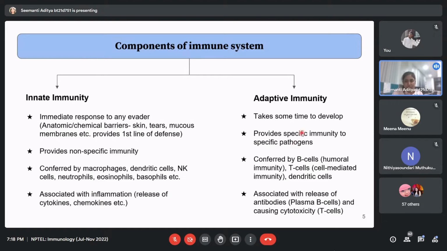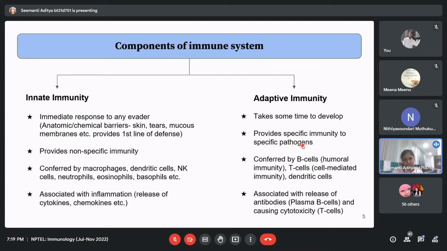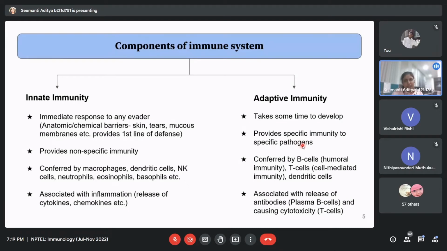Now, this is very important: although adaptive immunity takes some time to develop, after it has developed, it will provide specific immunity. So later on, if this pathogen enters the body at some other time in your life, this specificity will again be recognized, and the immune response will act in a much stronger way to eliminate that pathogen.